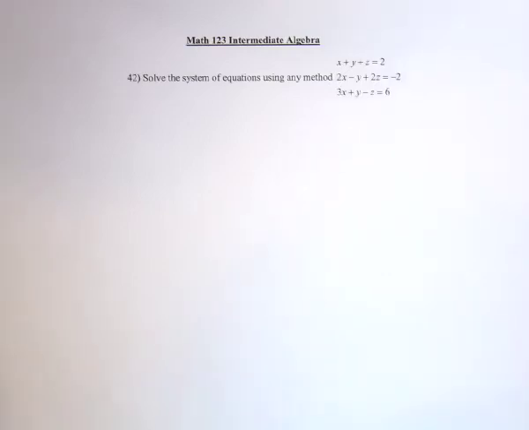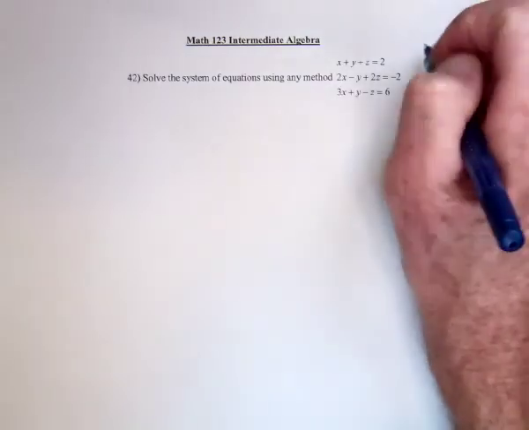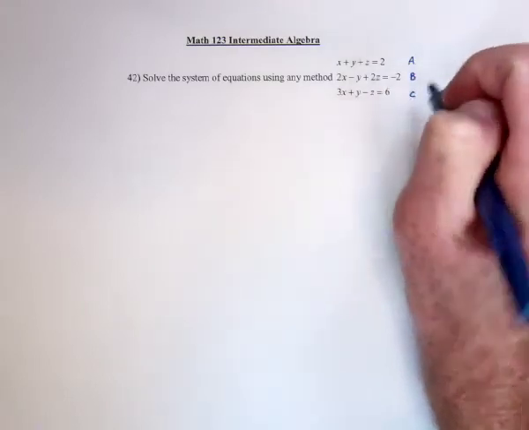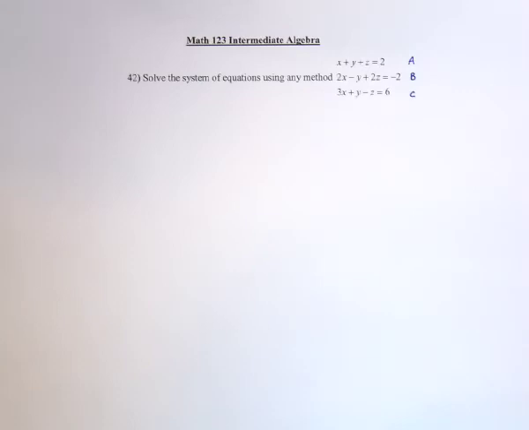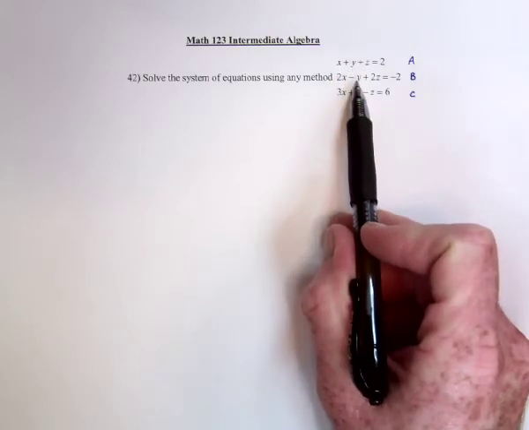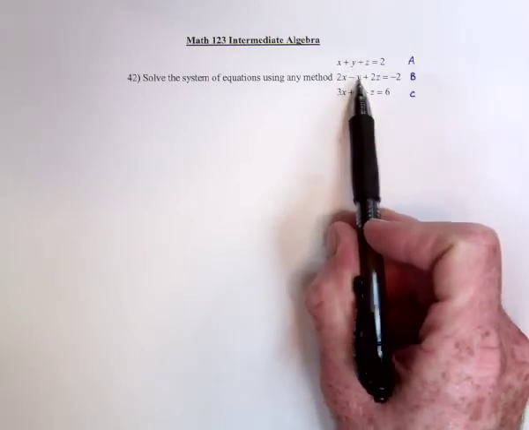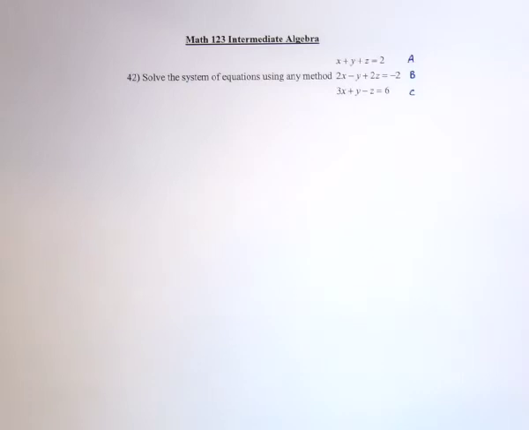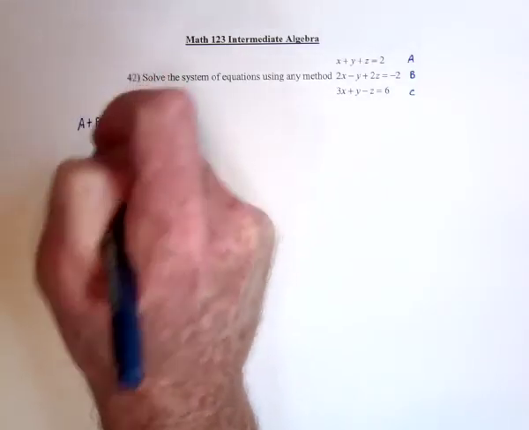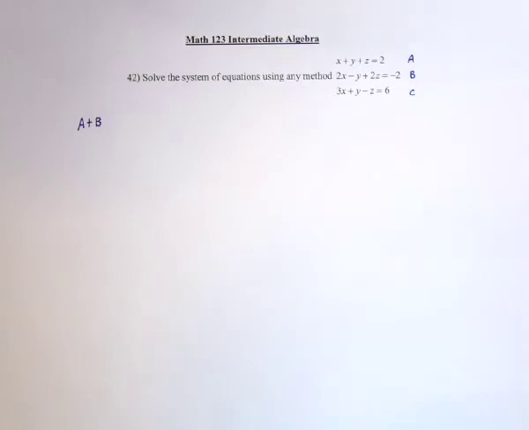So what I like to do is label the equations, like this is equation A, B, and C. And then let's see, what could I get rid of? I think the y's are a good candidate, because if I just add these two equations, that's going to eliminate the y's. So that's equation A plus B. This is just so that I can follow my own work, and when my students do it, I can follow their work, see what they did.